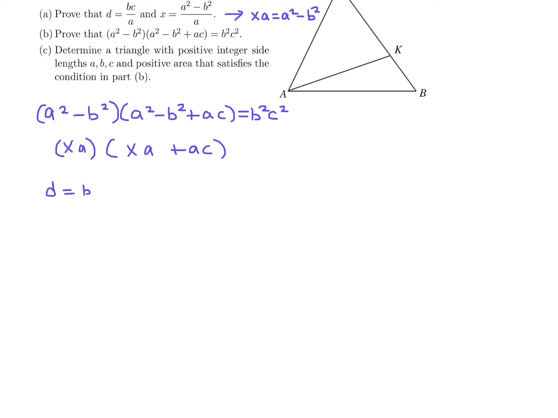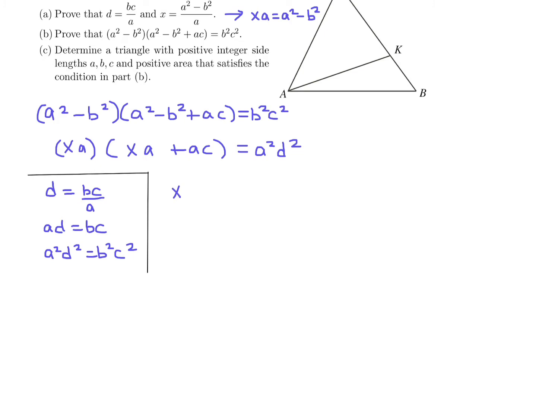And then this one right here is similar to that one. In that one, if you remember, it just says D is equal to BC over A. If we cross multiply, you get AD is equal to BC. And if you square both sides to make it look like that, it becomes A squared D squared is equal to B squared C squared. So I can substitute A squared D squared like this.